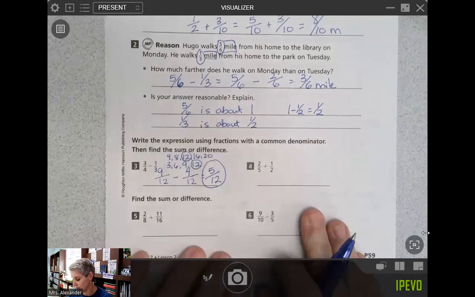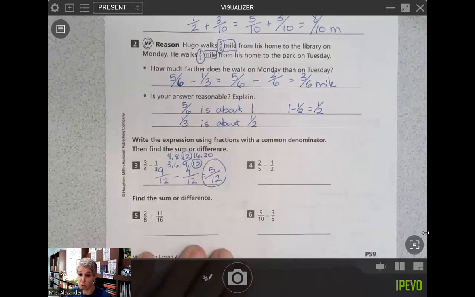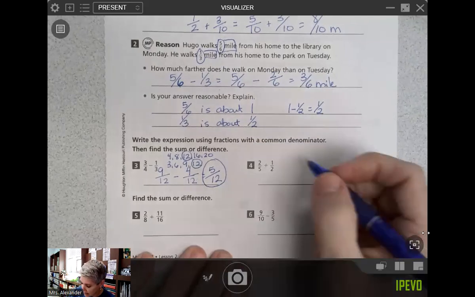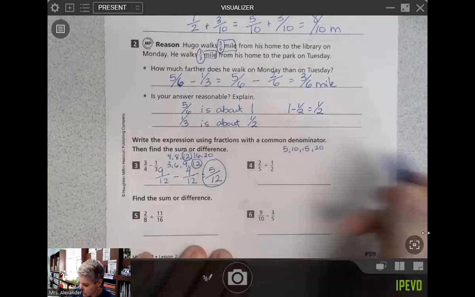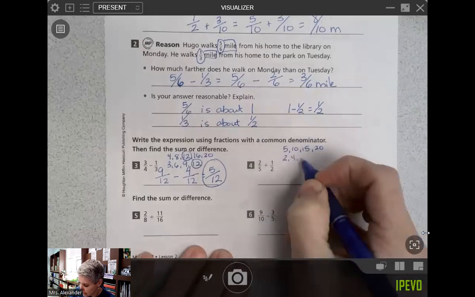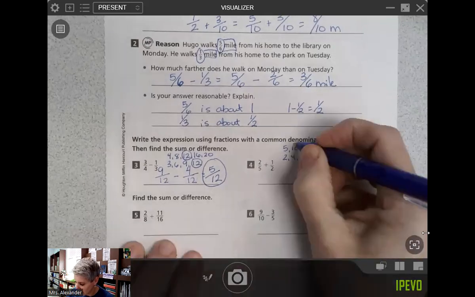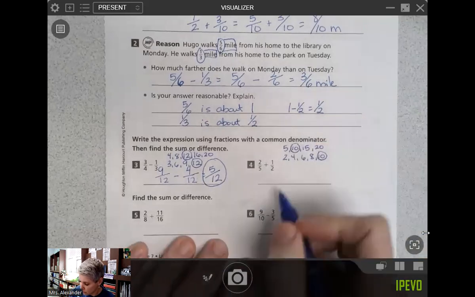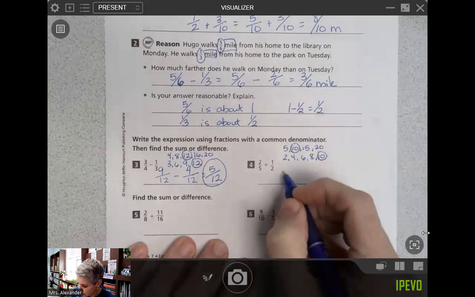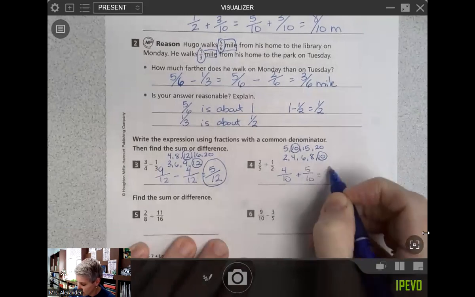2/5 plus 1/2. Again, 5 is not a multiple of 2. 2 is not a multiple of 5. So I have to think of 5, 10, 15, 20, 2, 4, 6, 8, 10. You might even be getting so good at these right now that you don't have to list them out. That 10 might have just popped right into your head. So we're going to adjust. 2/5 is going to be 4/10 plus 1/2 is going to be 5/10, which is going to equal 9/10.